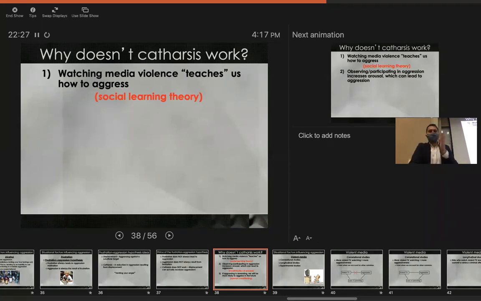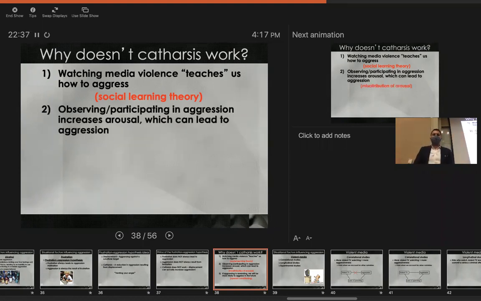But let's go back to the original catharsis claim. Why is it that you yourself hitting a pillow or a punching bag does not result in a decrease in aggression? Well, one reason is because participating in aggression, if you're hitting a punching bag, you're engaging in exercise, which we know increases your physiological arousal levels. And as we saw when we looked at misattribution of arousal, if you have heightened physiological arousal levels, that actually makes you more likely to aggress later on, right? So as a side effect of punching a punching bag, misattribution of arousal can occur and increase aggression.